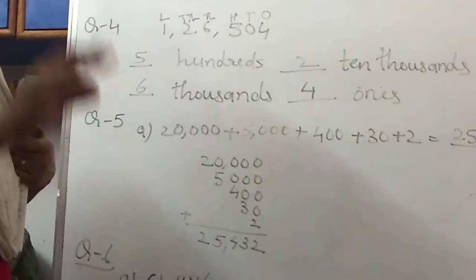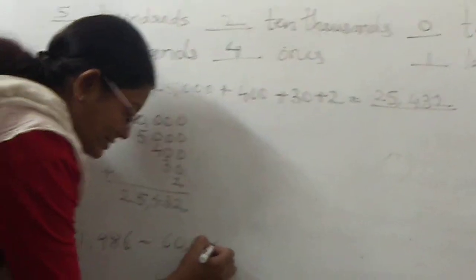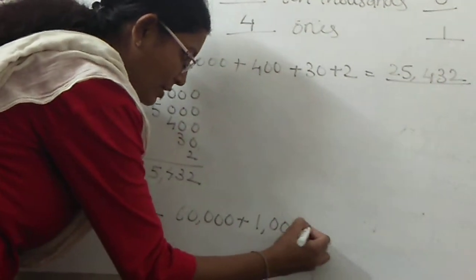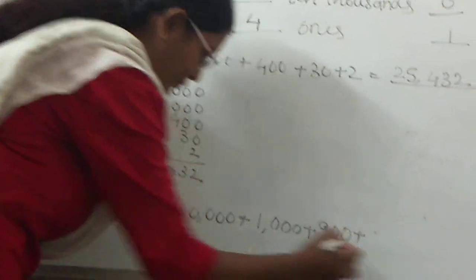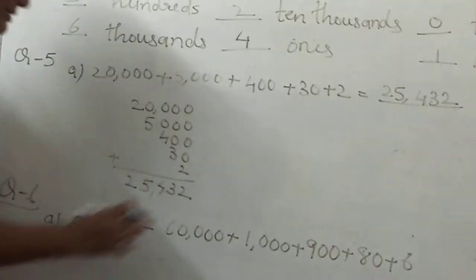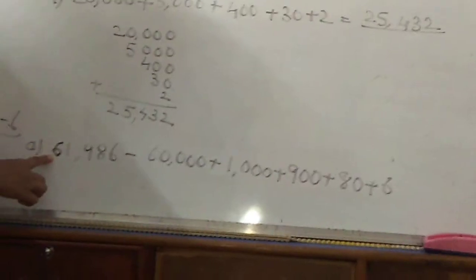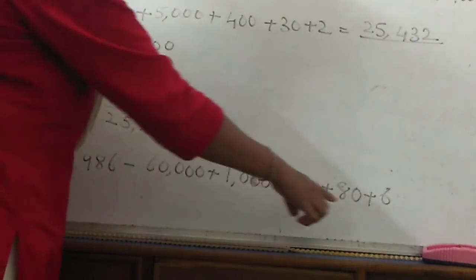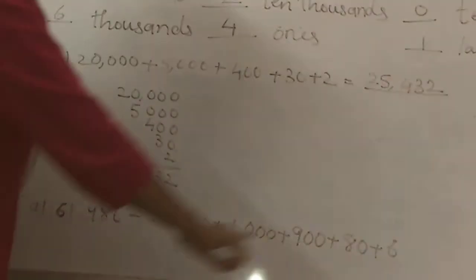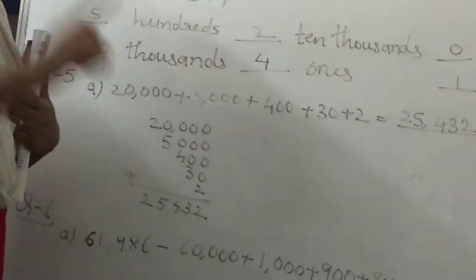To expand it, you have to write the place value of it. 6, I'll write 60,000. Place value of 6 is 60,000. Place value of 1 is 1,000. 9 place value is 900. 8 place value is 80. And place value of 6 is 6. Right? If you don't know, what you can do is 60,000 plus 1000 plus 900 plus 80 plus 6. This is the place value of all these digits in this number. Okay, you have to add that. This is called expanded form of the given number or expanded notation of the given number.